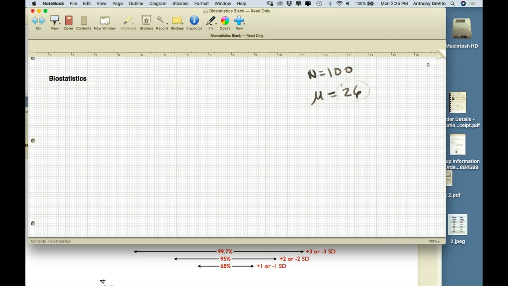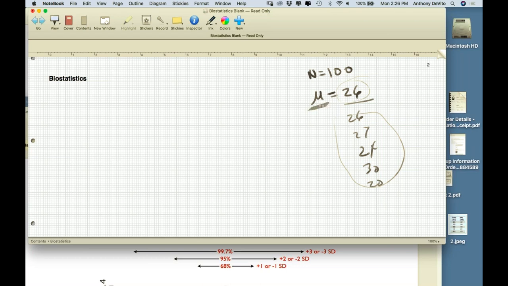Now I sample 100 people. Now I'm gonna round it off to whole numbers. Some of these people are gonna come up 26, some of these people 27, some of these people are going to be 24, some of these people 30, some of these people 20, and so on and so forth. But the average, the arithmetic average, we know is 26.